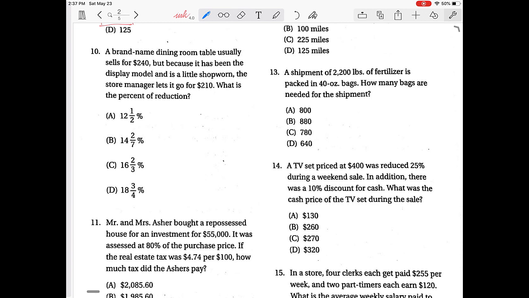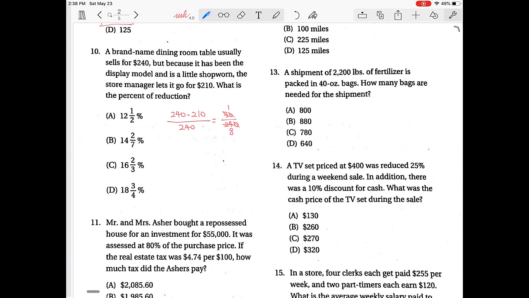Number 10, a brand name dining room table usually sells for $240, but because it has been the display model and is a little shop worn, the store manager lets it go for $210. What's the percentage of reduction? So we're going to find the difference between the sale price and the original price, so $240 minus $210, and we're going to divide that by the original price, which is $240, and that is 30 over 240, and we're going to do some simplification, so that's 1 and that's 8.